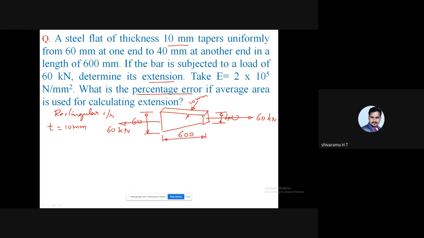millimeter, and it tapers uniformly from 60 millimeter at one end to 40 millimeter at another end. So the bigger end B1 is equal to 60 millimeter, and the smaller end is 40 millimeter. It is tapering gradually for the length of 600 millimeter, until reaching the width of 40 millimeter.